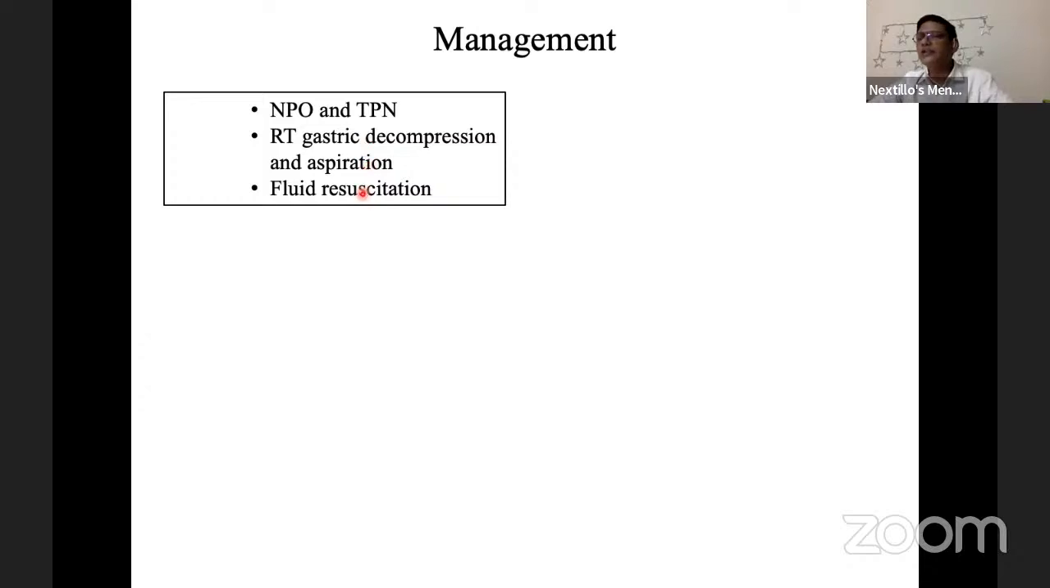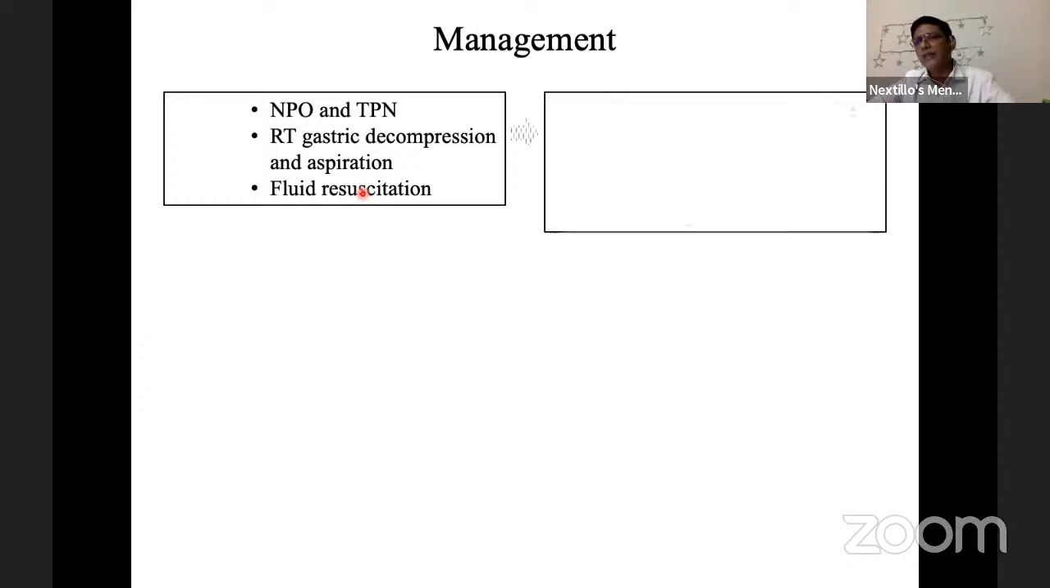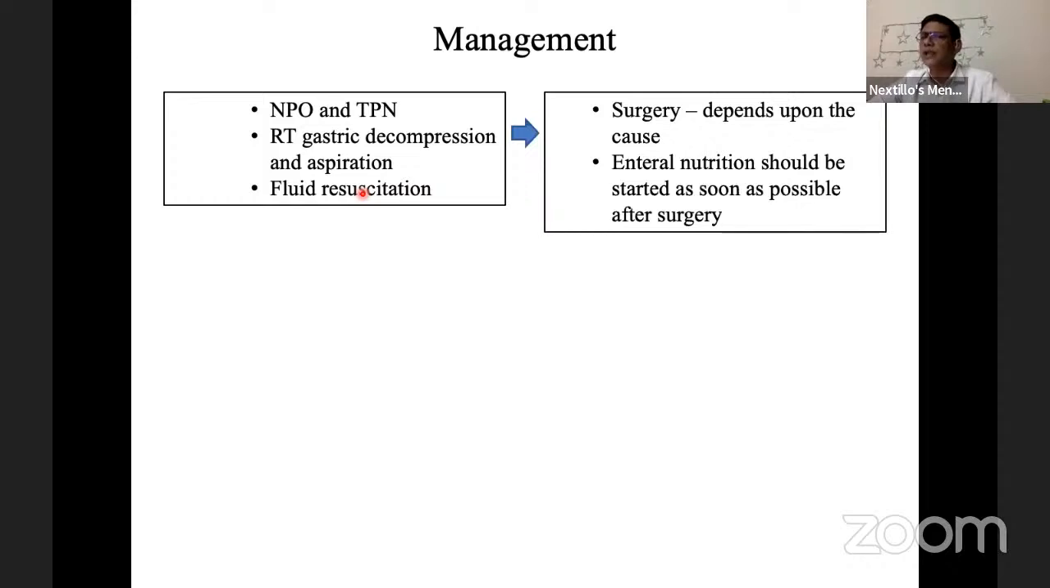And fluid resuscitation should be done. IV fluids should be given to the patient. When the patient is stable, then surgery should be done. Surgery should be done as soon as possible once the patient is stable. And the surgery that we are going to perform is definitely going to depend upon the cause. We'll see some causes later on. So the surgery is going to be dependent upon the cause.